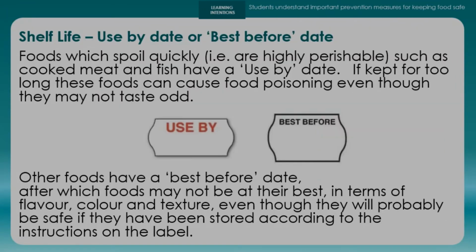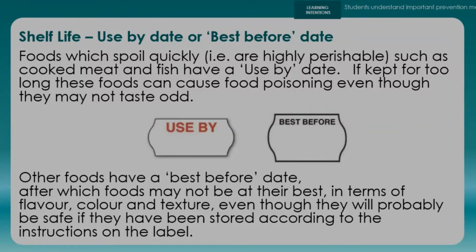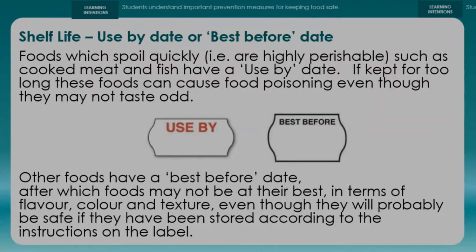There is also shelf life information on prepackaged foods. So food can spoil quickly, i.e. they're highly perishable. That would be things like cooked meat and fish and dairy, and they will have a use by date. And if you keep it too long, these foods can cause food poisoning. Other foods have a best before date. After that date the food may not be at its best in terms of flavour, colour and texture, even though it may be safe to eat if it has been stored according to the instructions on the label.